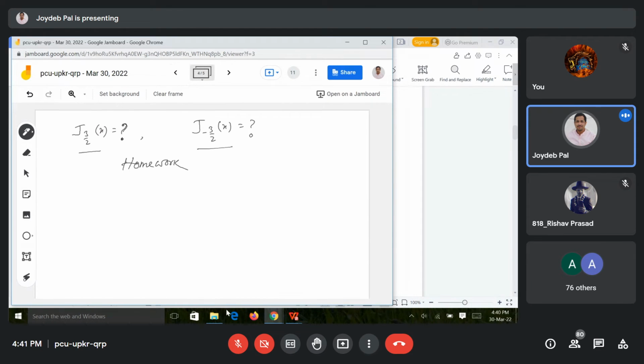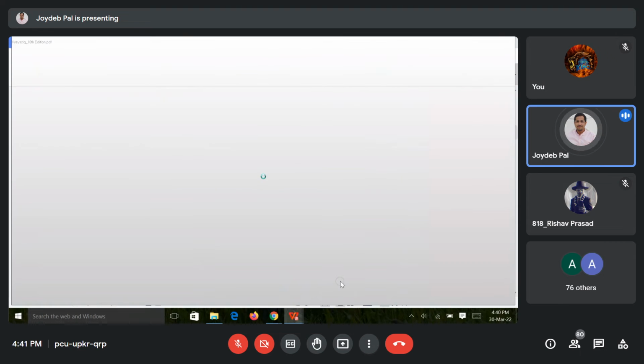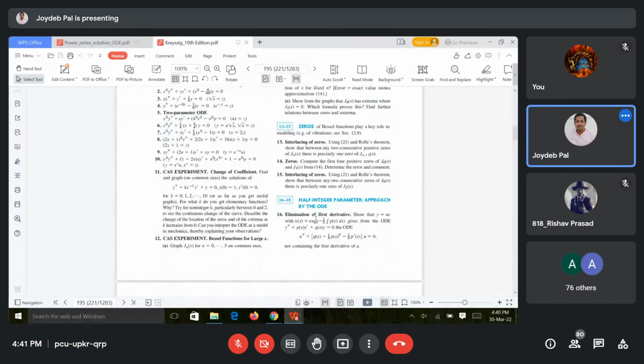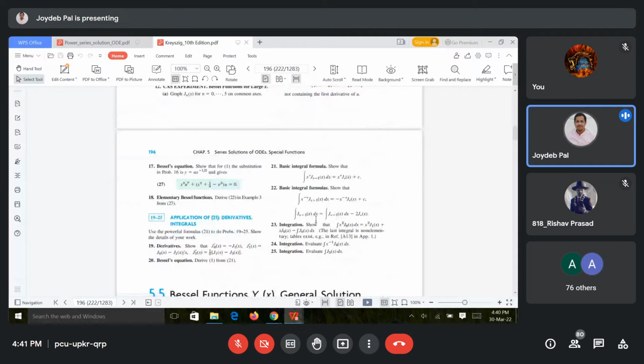Okay, now the last part, actually last type of problem, which is related to integration. Now, how are these formulas coming? Integration x to the power nu J nu minus 1 x dx is equal to x to the power nu J nu x plus c, or integration x to the power minus nu J nu plus 1 x dx is equal to minus x to the power minus nu J nu x plus c. How are we getting this basic integration formula? From the properties.